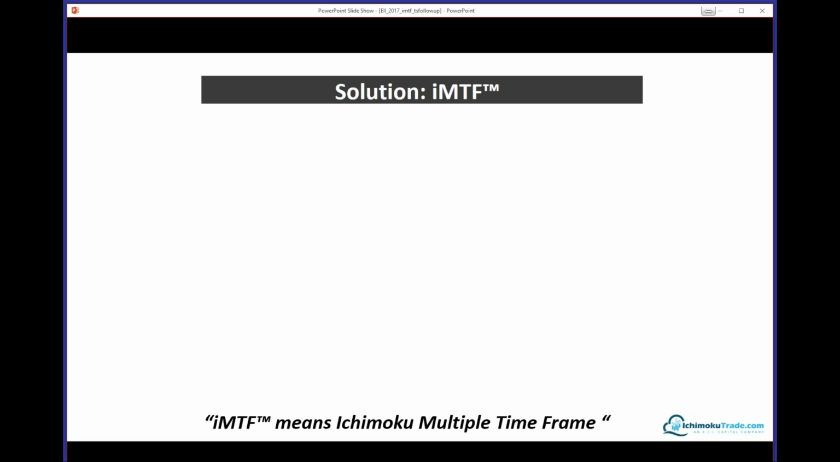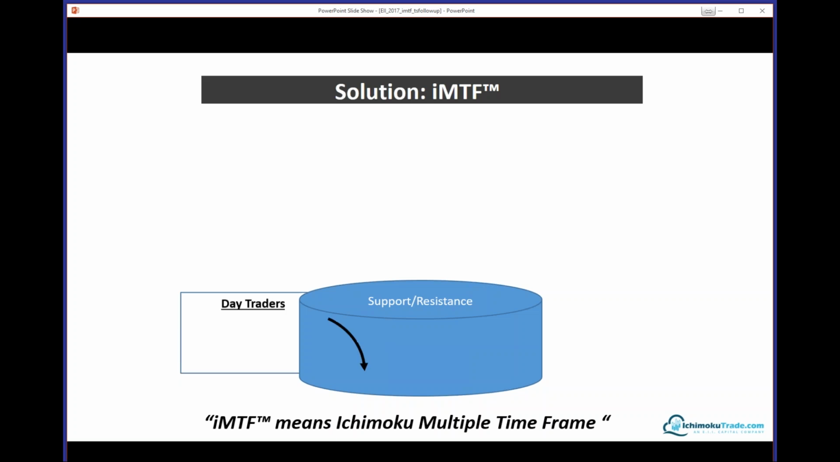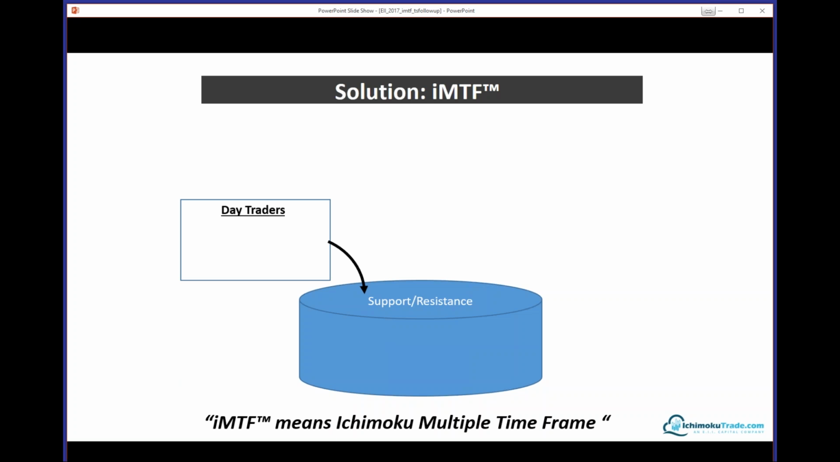So the IMTF technology, which we have a trademark on, basically means Ichimoku to multiple time frames. What we've done is come out with 3 separate types of buckets, and we classified all the traders into 3 different zones. The very first zone is what we call the day traders. Anyone trading a range chart, a tick level, 1 minute, 2 minutes, 3 minutes, 4 minutes, and 5 minutes is in the lower half of the day traders. The middle half of the day traders are 6 minutes to 10 minutes, and then 12 minutes to 50 minutes are the upper half.